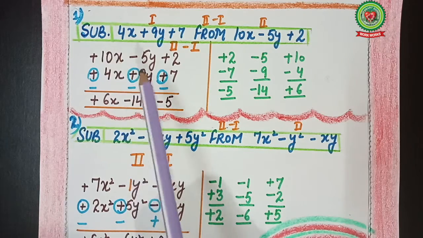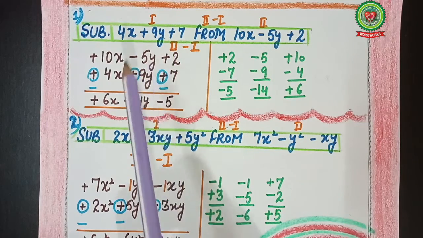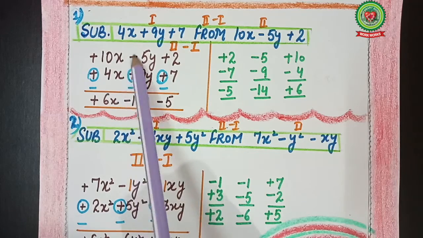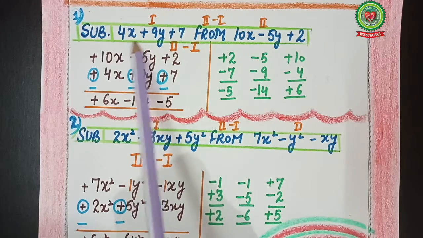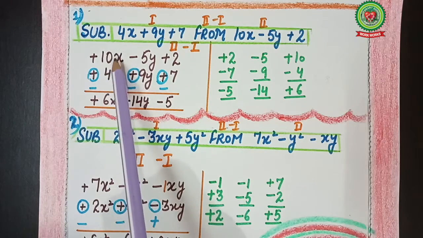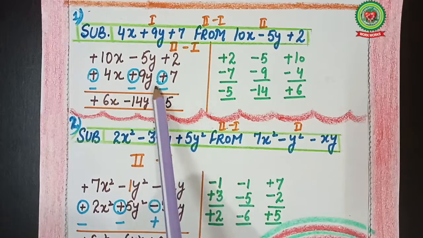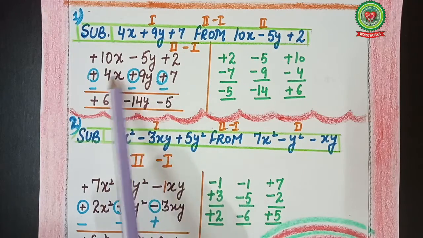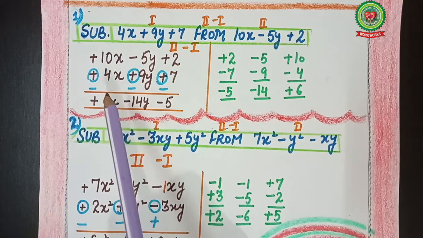Now what was the second step? The second step was to write the first expression below the second expression, in such a way that the like terms are under one another. You can see 4x is there, and you have to write this 4x just below the term with the variable x. So here it is plus 10x, and exactly below 10x you will write plus 4x plus 9y plus 7. So what was the third step? You have to change the signs of the first expression. So we will change all these signs: plus will change into minus, again plus will change into minus, plus will change into minus.